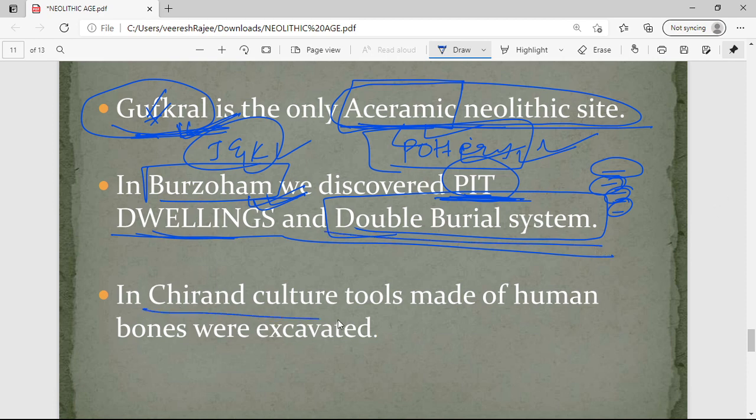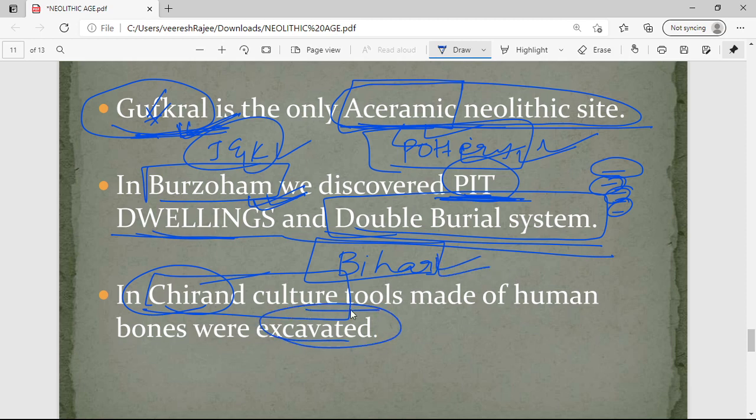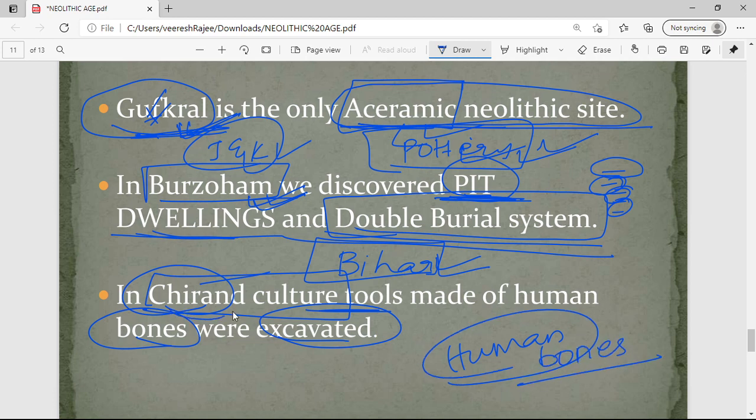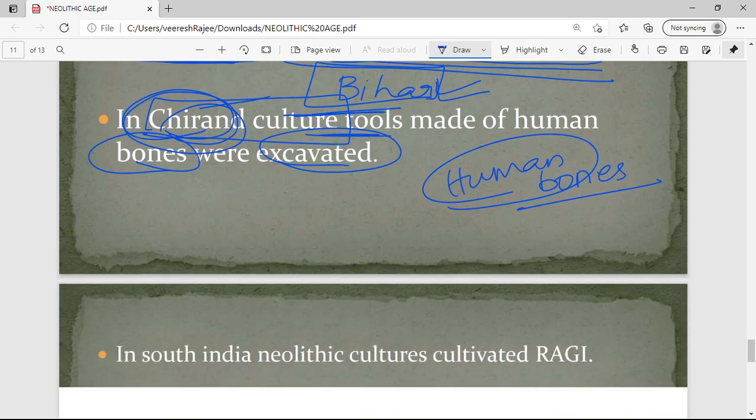Then we have the Chiran culture. Chiran is an important site in Bihar region, we have seen in the map. In this site we have excavated tools which were made of human bones. Human bones were used to make tools in this Chiran region of Bihar. This is also an important Neolithic site.